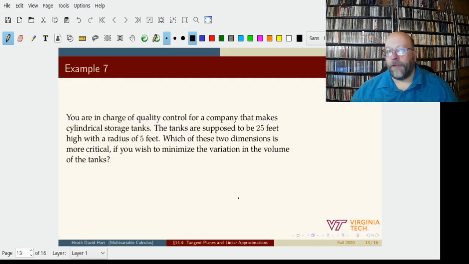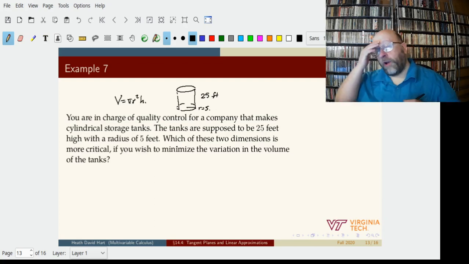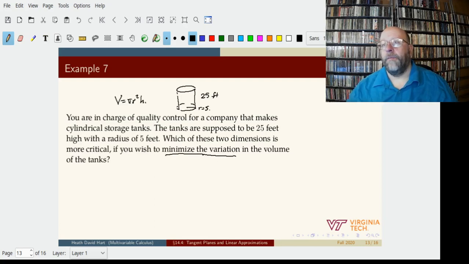Let's try another example. You're in charge of quality control for a company that makes cylindrical storage tanks. The tanks are supposed to be 25 feet high, with a radius of 5 feet. And we know that the volume is pi r squared h. Which of these two dimensions is more critical if we want to minimize the variation in the volume of the tanks?